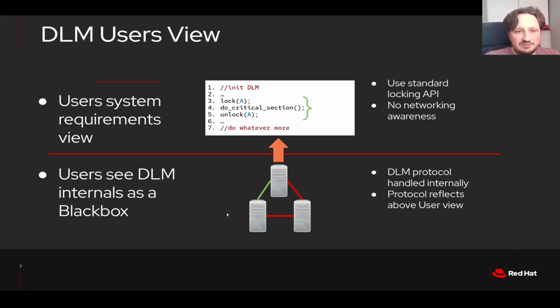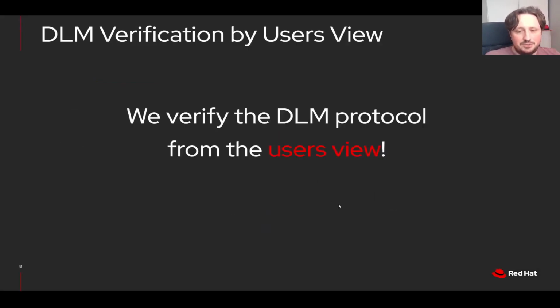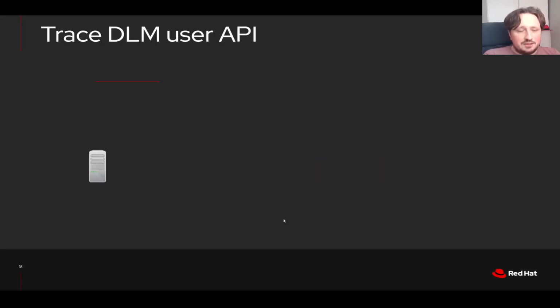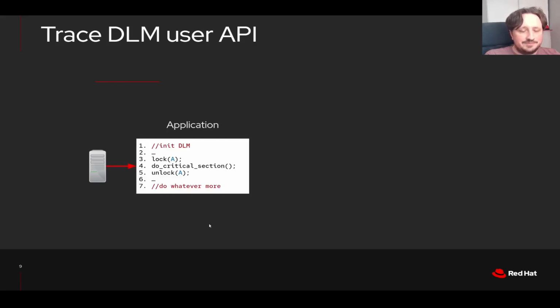When we verify, we don't look at the DLM message exchange, we only look at the DLM user view. But the protocol should reflect the user view. Yeah, we verify the DLM protocol only from the user view. Like when it's acquired, you get some callback, and then the user knows that the lock is now acquired. So how we do that is we trace the DLM user API.